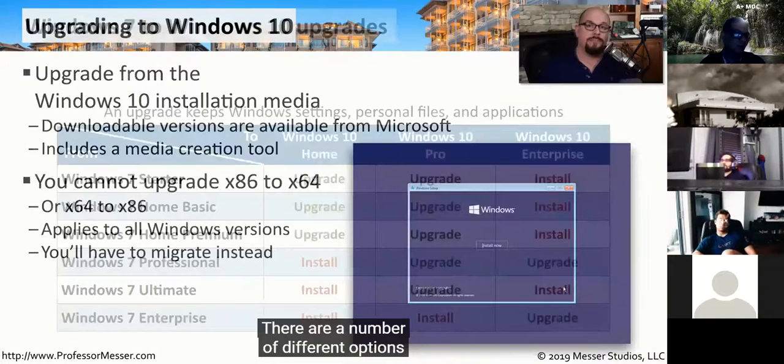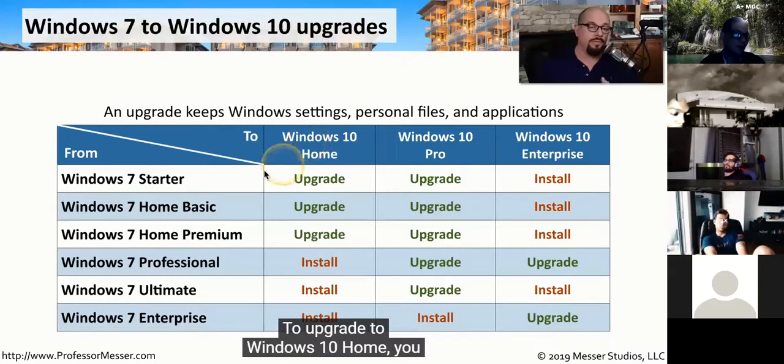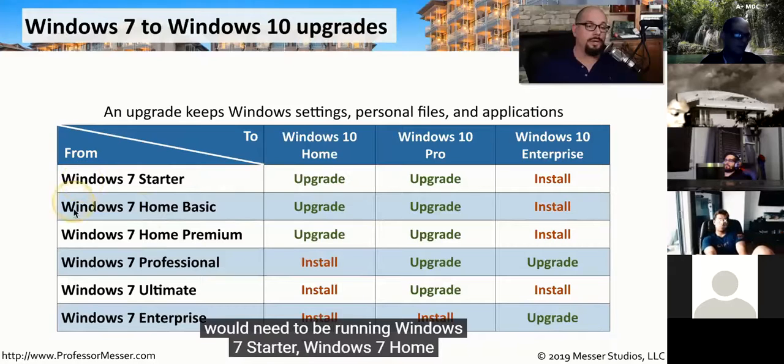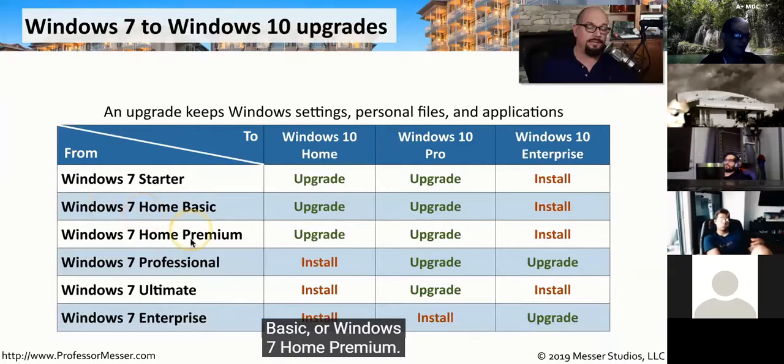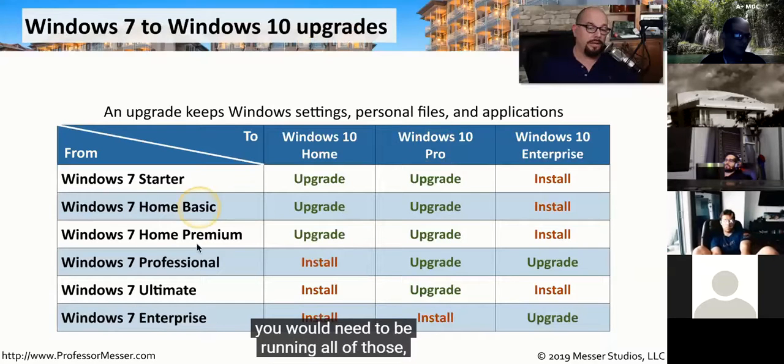There are a number of different options when upgrading from Windows 7 to Windows 10. To upgrade to Windows 10 Home, you would need to be running Windows 7 Starter, Windows 7 Home Basic, or Windows 7 Home Premium. If you wanted to upgrade to Windows 10 Pro, you would need to be running all of those, or you'd need to be running Windows 7 Professional or Windows 7 Ultimate.